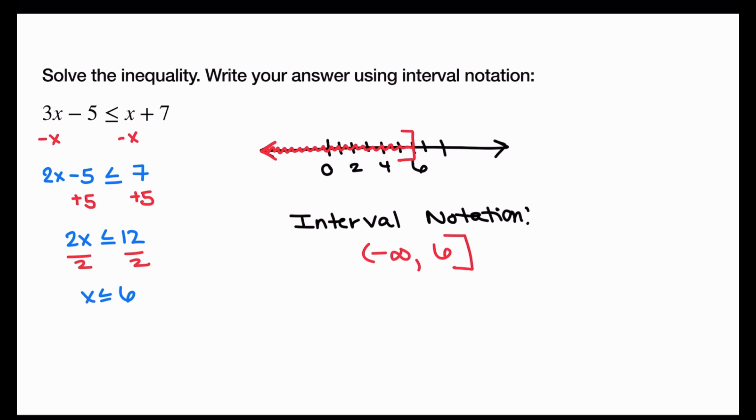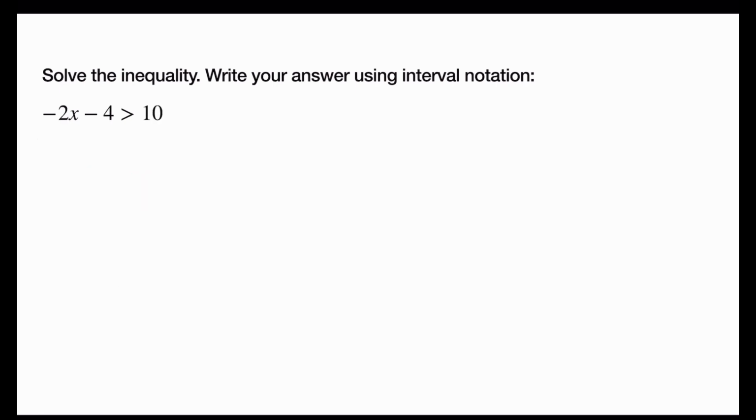And infinities, we can't really put a point there, so we do the parentheses. If we are including the point in our interval, then we use a square bracket. So negative infinity to 6, and I put the square bracket on the 6 to indicate that 6 is part of that solution or part of that interval. All right, let's take a look at another one.